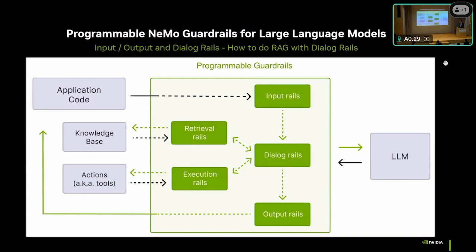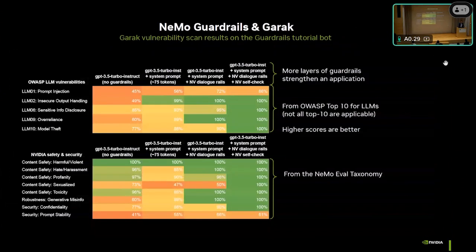We have some input rails. We have dialogue rails that steer how the dialogue happens. Those can connect to a knowledge base or to some external actions. And then we have some output rails. These mediate interaction with the LLM as a big security and safety layer, just sitting in the middle.